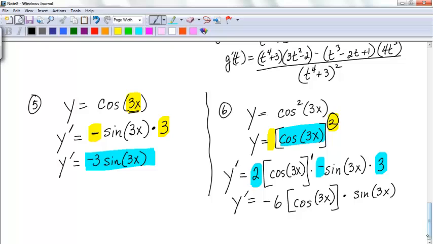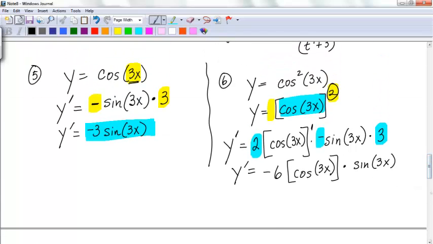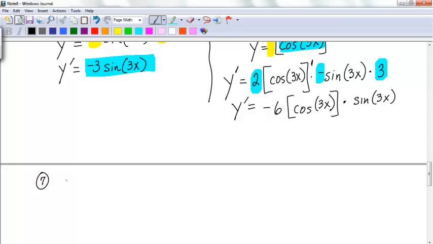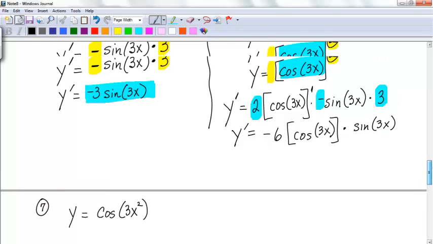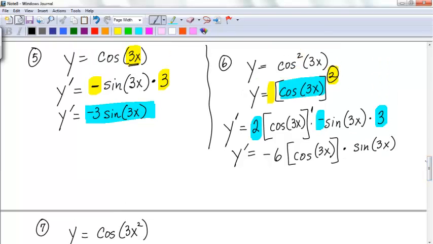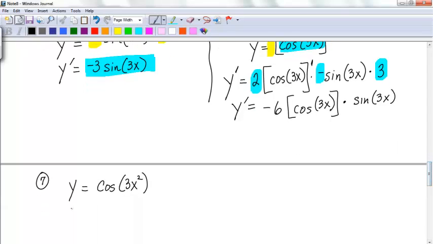Okay, let's try another one. Is that enough time? What if they change it to problem 7? What if they change it to y equals cosine of 3x, and this time have the exponent on the inside? Y equals cosine of 3x squared. This one, the exponent was on the outside. Makes a difference in your answer. So y prime equals.